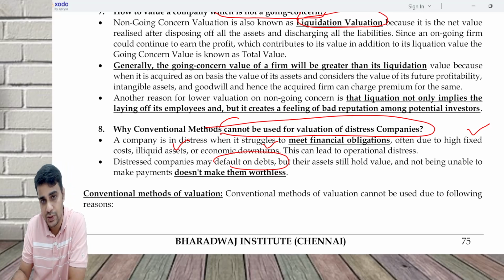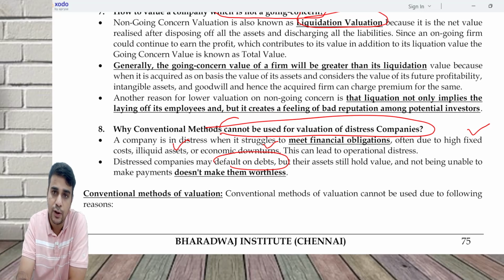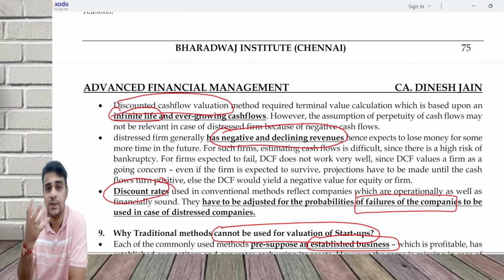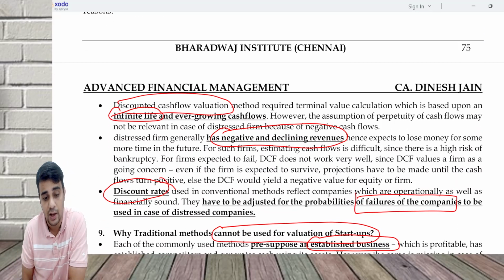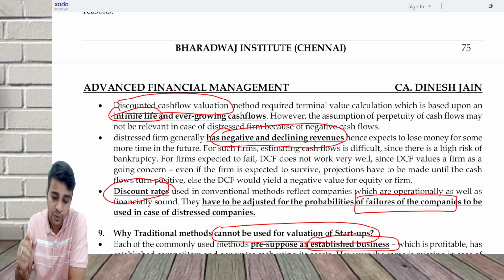Cash flow method assumes infinite life. Earnings method is not possible because under the earnings method, the problem for me is there are no profits being generated. Also, the discount rate which you use for calculation needs to be adjusted significantly to take care of the risk of bankruptcy.